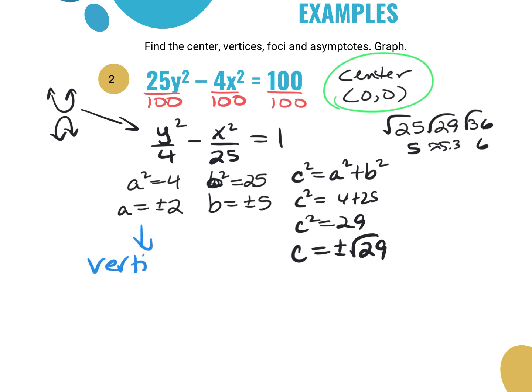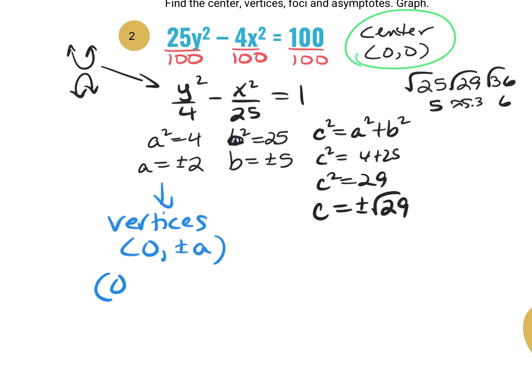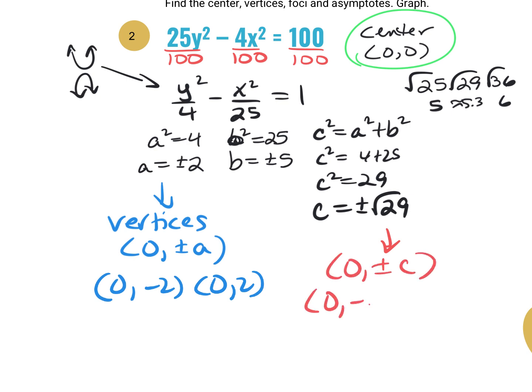So my vertices are going to be 0, comma, plus or minus a. So 0, comma, negative 2, 0, comma, positive 2. For my foci, it's going to be 0, comma, plus or minus c. So this will be 0, comma, negative root 29, 0, comma, positive root 29.